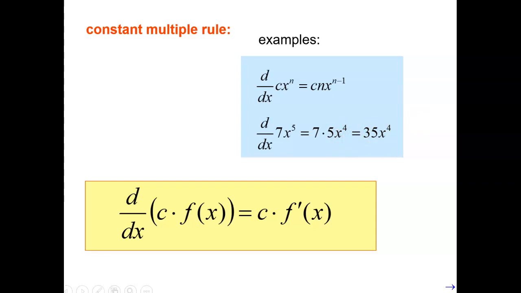Now you might say at first, why is this even a rule? Couldn't we just multiply them through? You'll see with power functions it's very simple, but with other functions this is going to be a really important rule to have, to be able to pull a constant out of a function and then take the derivative of the remaining part of the function.